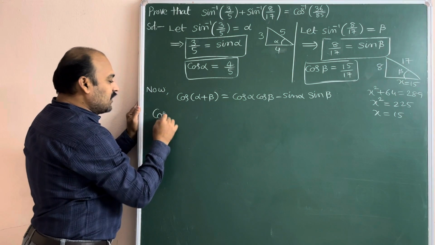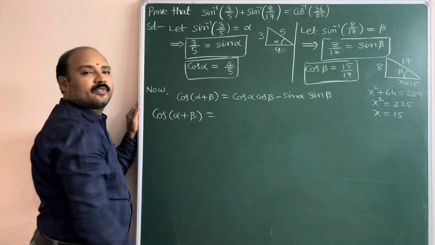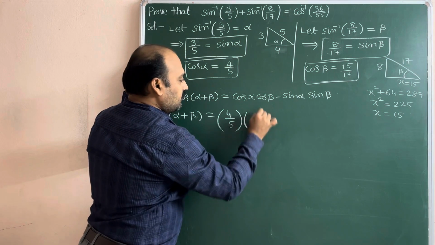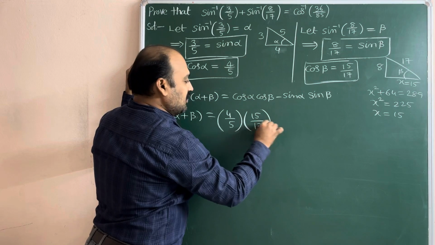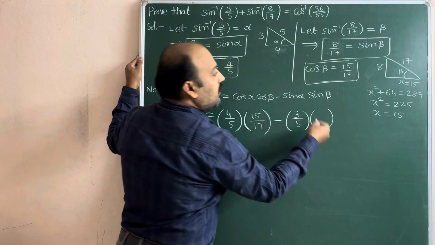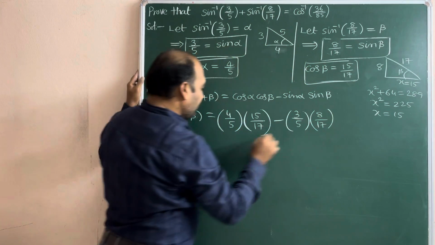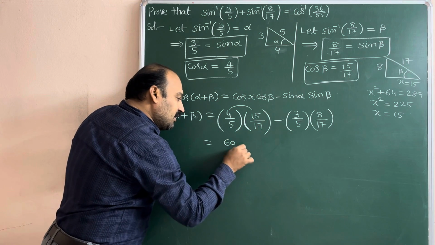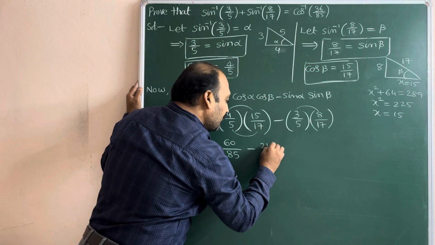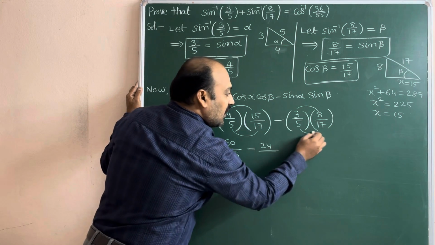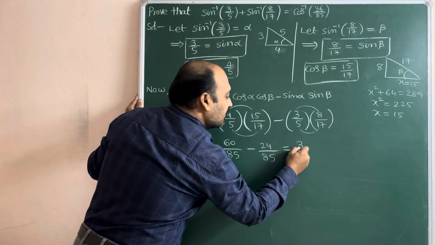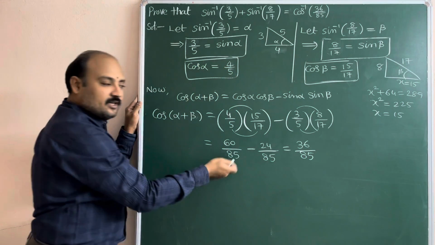So cos of alpha plus beta equals cos alpha, which is 4 by 5, times cos beta, 15 divided by 17, minus sin alpha, 3 by 5, times sin beta, 8 by 17. That is 15 into 4, 60, divided by 5 into 17, 85, minus 8 into 3, 24, divided by 5 into 17, 85. So it equals 60 minus 24, 36, divided by 85. Because the denominators are the same.